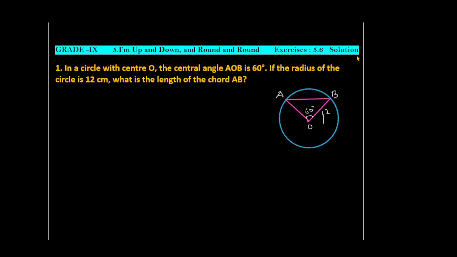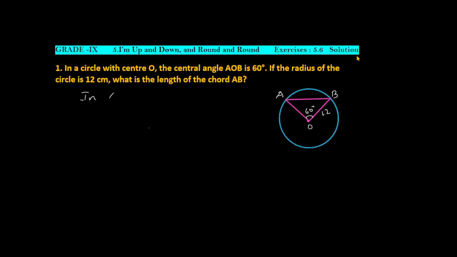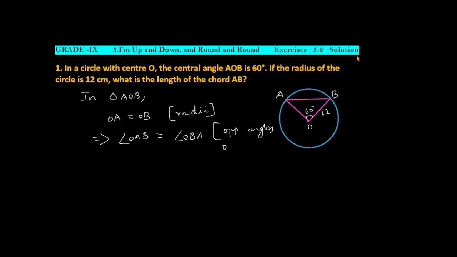So, what to do here? In triangle AOB, OA is equal to OB. Both are the same length because they are the radii of the circle. So, when OA is equal to OB, angle OAB is equal to angle OBA, because they are the angles opposite the equal sides. When the sides are equal, the opposite angles are also equal.